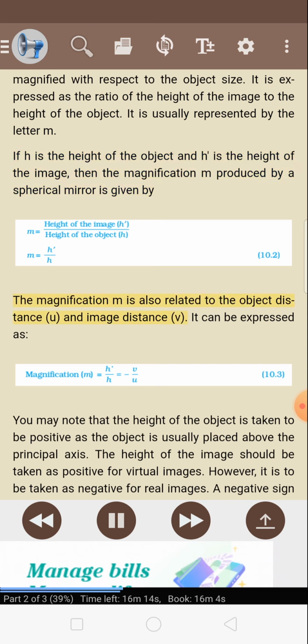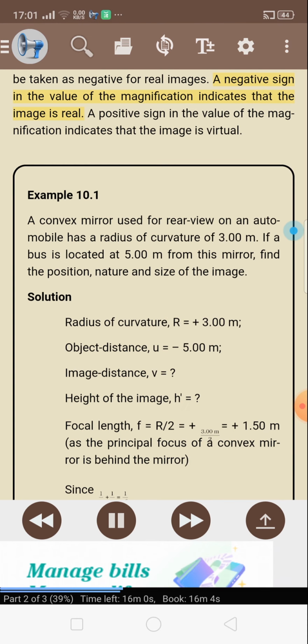The magnification m is also related to the object distance, u, and image distance, v. It can be expressed as. You may note that the height of the object is taken to be positive as the object is usually placed above the principal axis. The height of the image should be taken as positive for virtual images. However, it is to be taken as negative for real images. A negative sign in the value of the magnification indicates that the image is real. A positive sign in the value of the magnification indicates that the image is virtual.